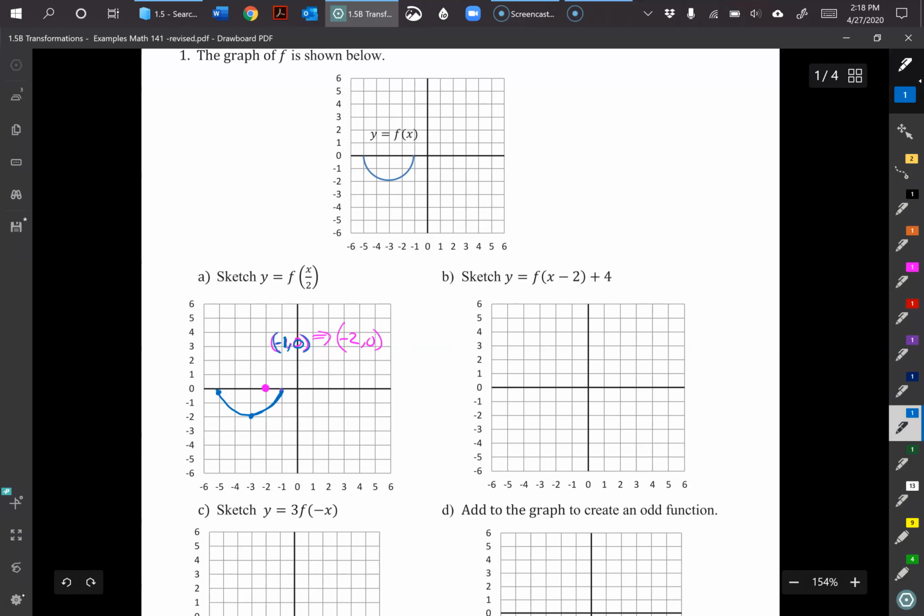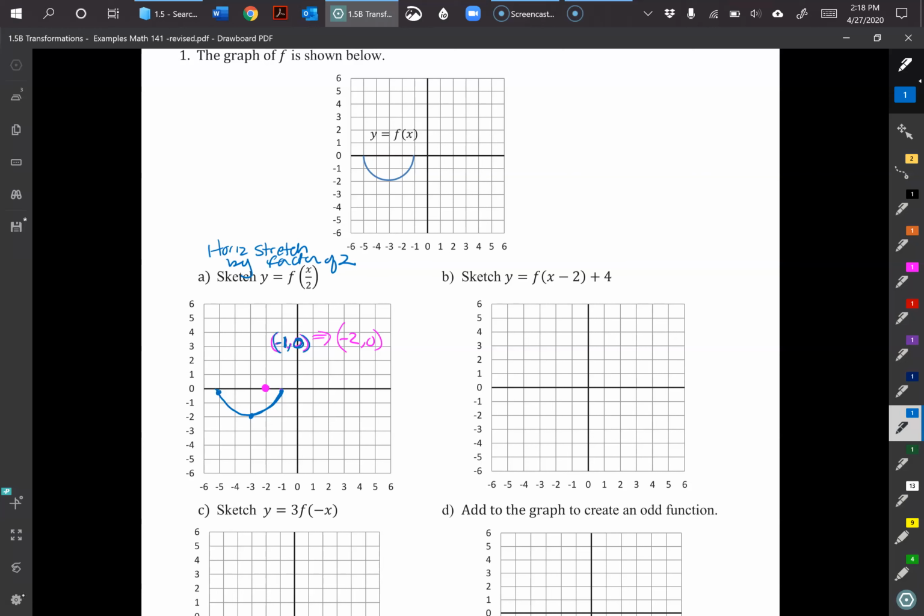Once you get used to it, it goes quicker. So we'll just do this one a little slowly. So we have -1, 0 transformed to -2, 0, because we're doing a horizontal stretch by a factor of 2. Okay, in other words, multiply all the x's by 2.